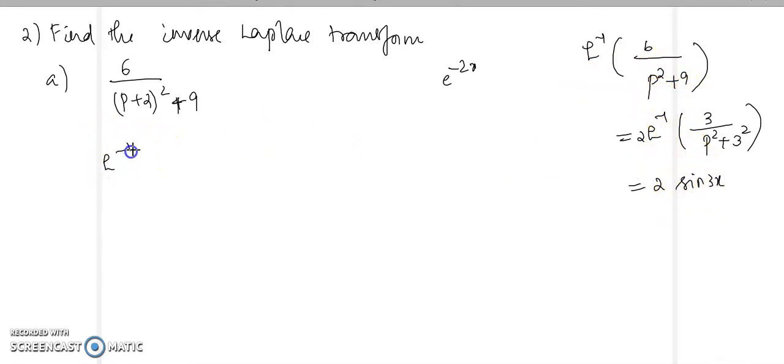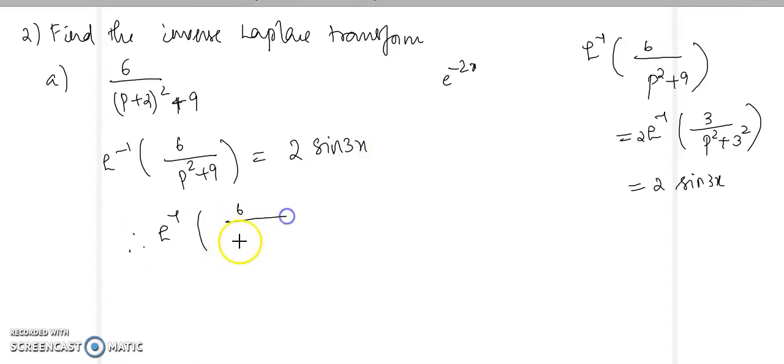So therefore L inverse of 6 by p square plus 9 is equal to 2 sin 3x. So therefore L inverse of 6 by p plus 2 whole square plus 9 will be equal to e raised to minus 2x into 2 sin 3x. So that is the required transform.